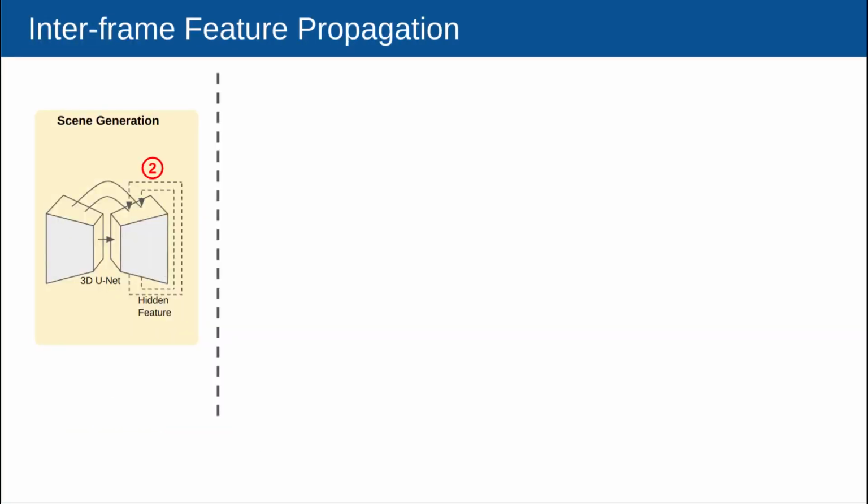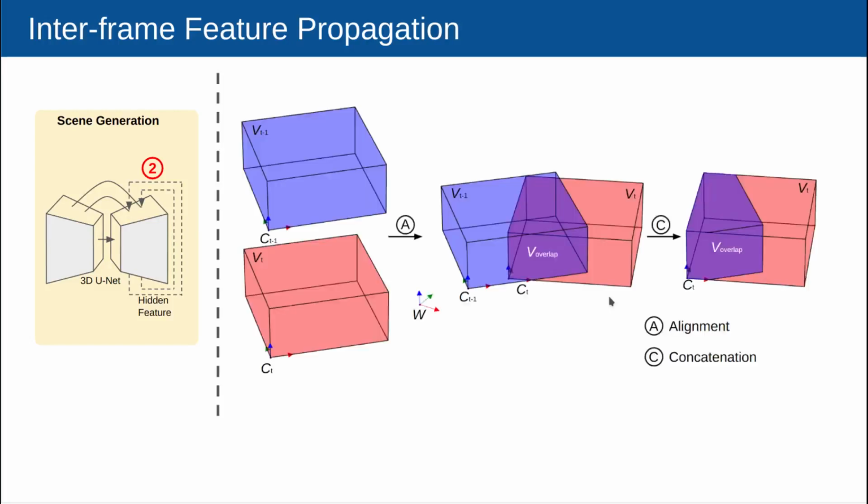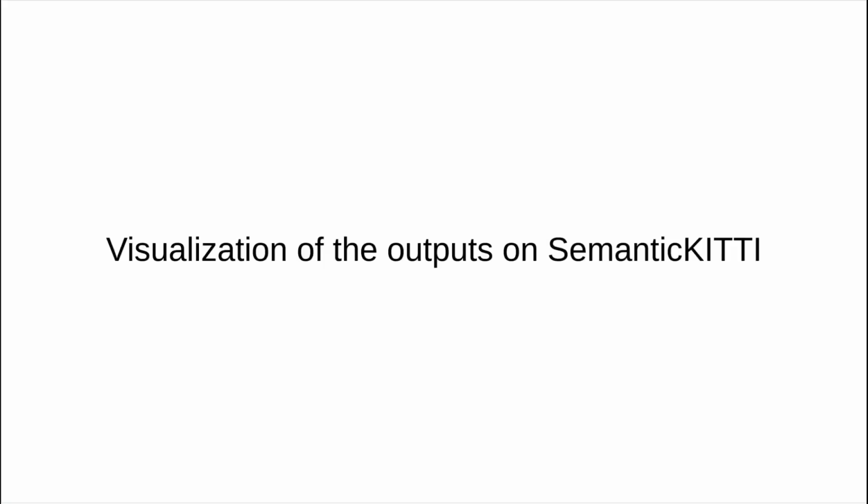To utilize the information from the previous frame, we design a 3D recurrent U-Net. There's an overlap area between neighboring frames. With the known pose of each frame, we propagate the features in the same global positions via coordinate transformation.